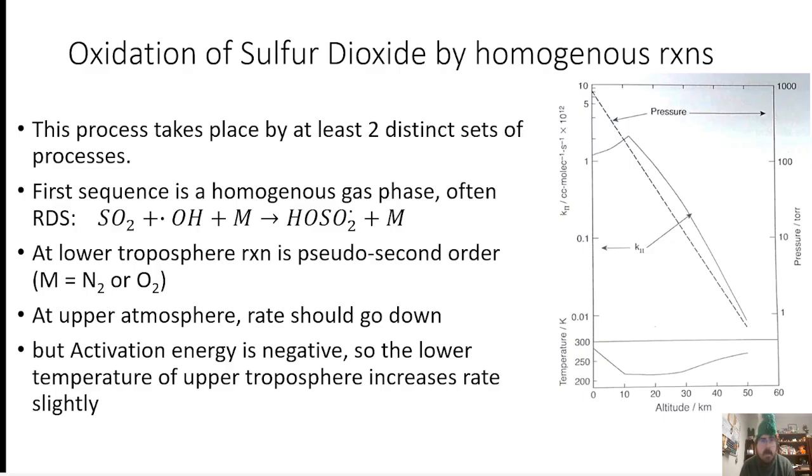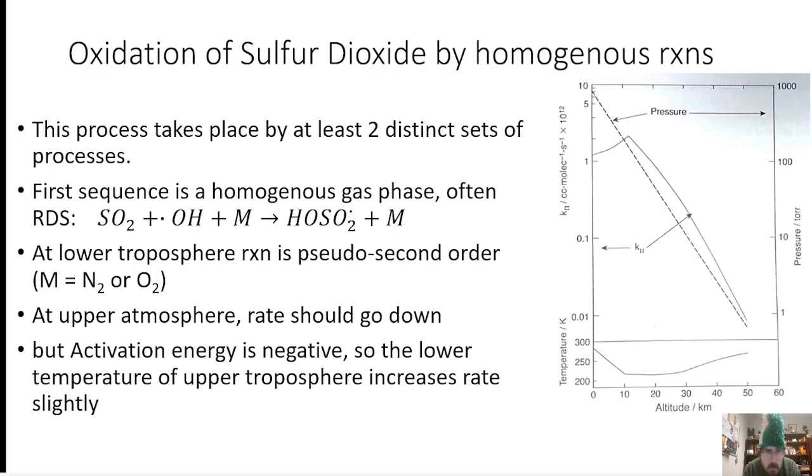The first one is homogeneous gas phase. So the rate determining step is SO2 has to hit a hydroxyl radical and a third body just to shake off some of the energy. And so the hydroxyl radical can stick to form HOSO2 radical.